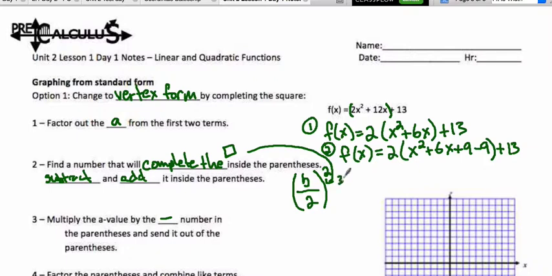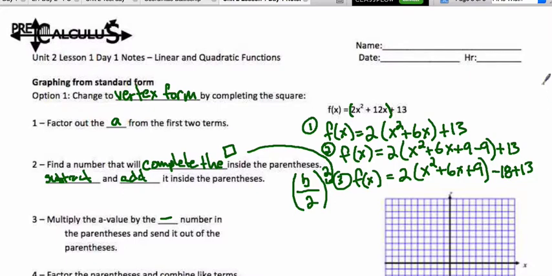So step number 3, we're going to leave this stuff inside the parentheses. And this guy is going to come out. So 2 times negative 9 is negative 18 plus 13. All right, last step here. Good thing, 'cause I'm running out of room. We're going to factor the parentheses and combine like terms.